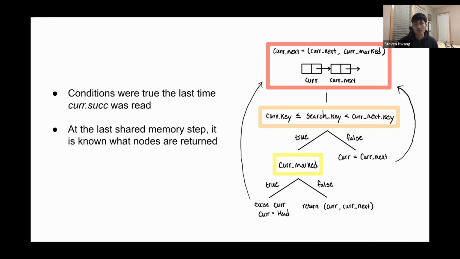And by the same reasoning, it is determined at the last shared memory step what nodes were returned. So after the last shared memory operation, which is the read of current.successor, no future event can change what the search returns. And thus the operations are now strongly linearizable using the search method.